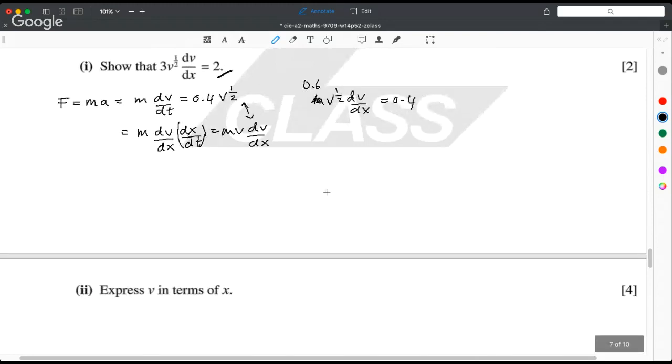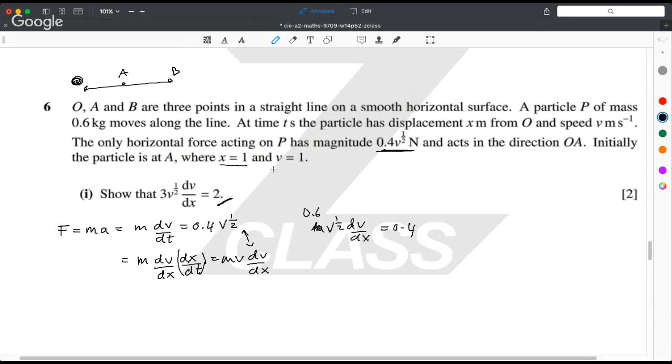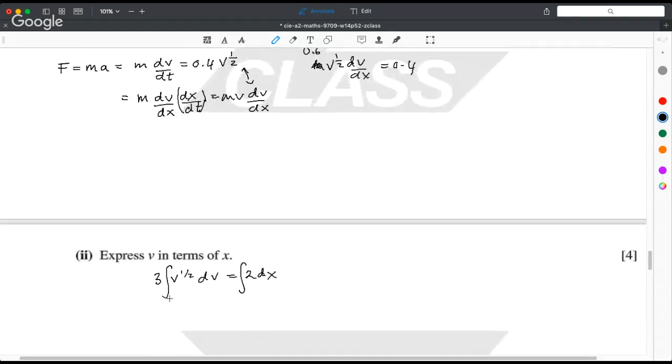Okay, so now you need to express v in terms of x. Well, this involves integrating the equation that we had before. So we have 3 v to the 1/2 dv is equal to 2 dx, separation of variables. You integrate both sides. We need our boundary conditions now. If we look at the question above, you see that when x is equal to 1, v is equal to 1. Remember, the boundary conditions have to match on both sides, and then you'll get the right answer. So 1 and 1.